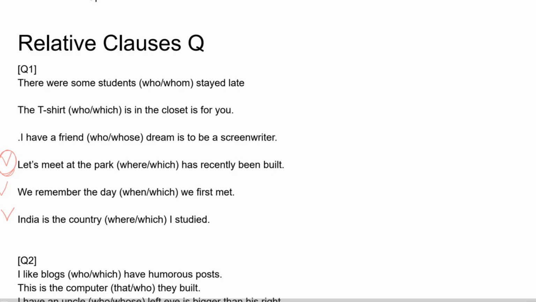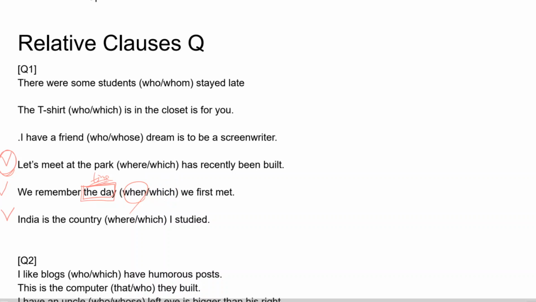So here is the sentence that goes, we remember the day when which we first met. Okay, so as I said earlier, don't do this. The day is time, so let's pick when. Let's move on. That's not the correct way. Even if the noun is time, it could be which or when according to the situation. So you need to look into the situation. Just because the day means time, it doesn't always have to be when.